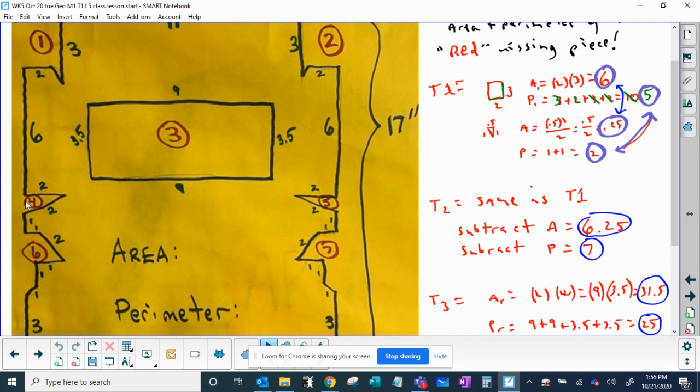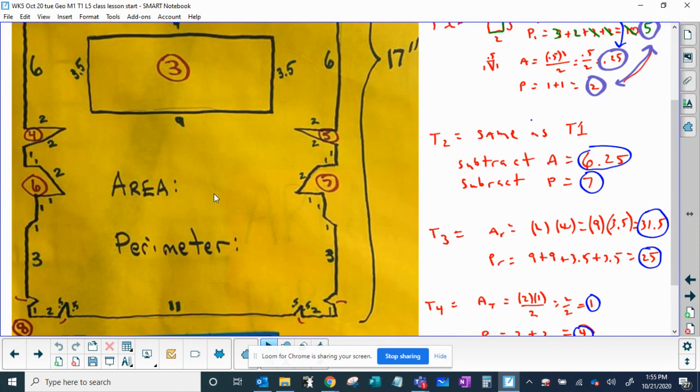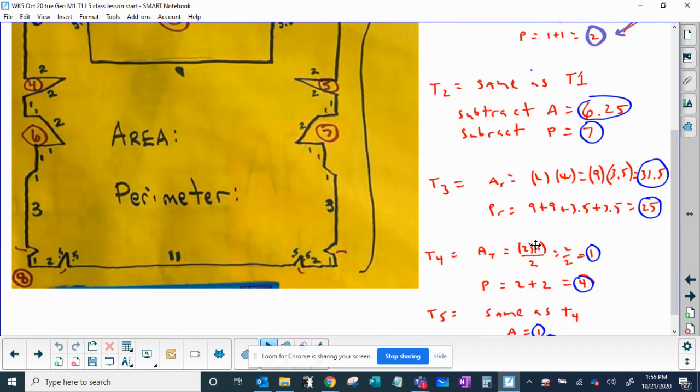2 by 2 with a little bit of a gap, probably a 1. That's what I called it. So we've got an area of a triangle. 2 times 1 cut in half. Boom. Perimeter. The perimeter is just up 2, back 2. Okay? So the area is going to be 1 unit. The perimeter is 4 units.